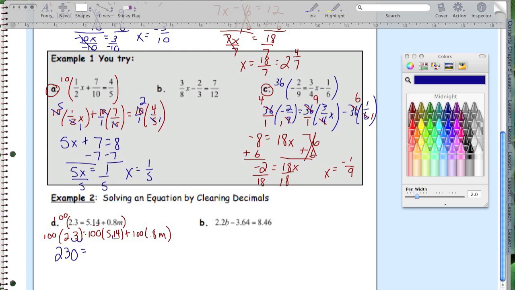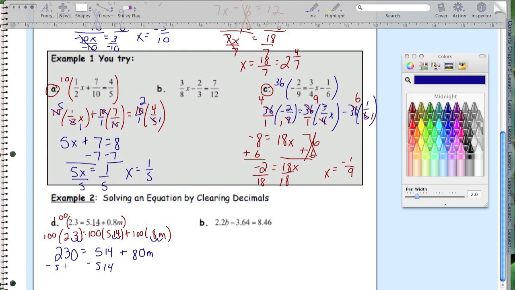100 times 5.14, 2 spaces, so now we have 514, plus 100 times 0.8, 2 spaces, that's going to be 80m. And notice, now I don't have to worry about getting my decimals lined up, nor do I have to worry about dividing by decimals later down the road. So I'm ready to go and solve.